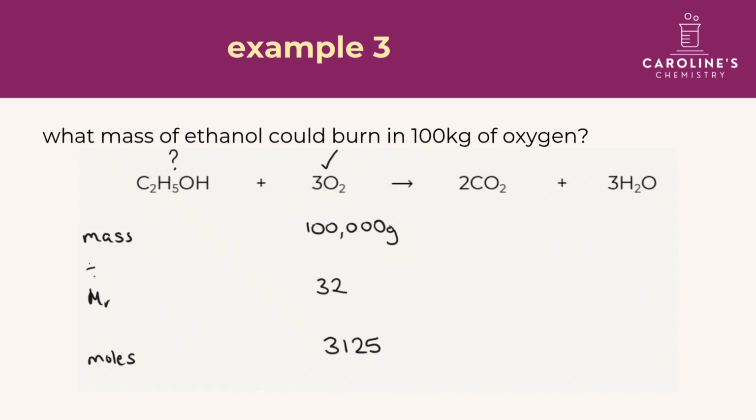3,125 moles. At this point, to switch columns, we're now going to use that ratio, so that's the big numbers. The big number in front of the oxygen is 3. The big number in front of the ethanol, there's no number there, which means it's a 1. So we are going from a 3 to 1, so we are dividing by 3. That gives us here the number of moles of ethanol of 1041.667.